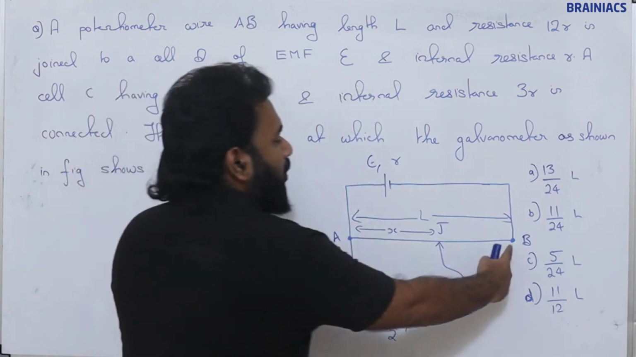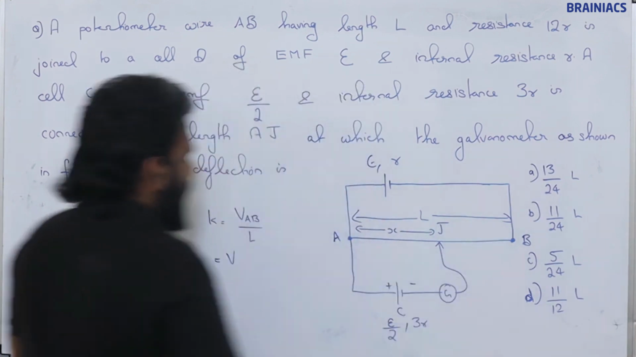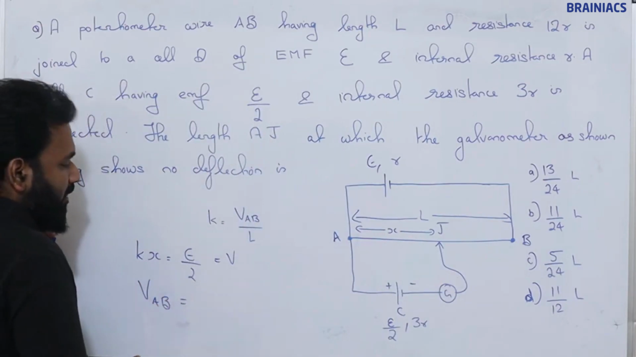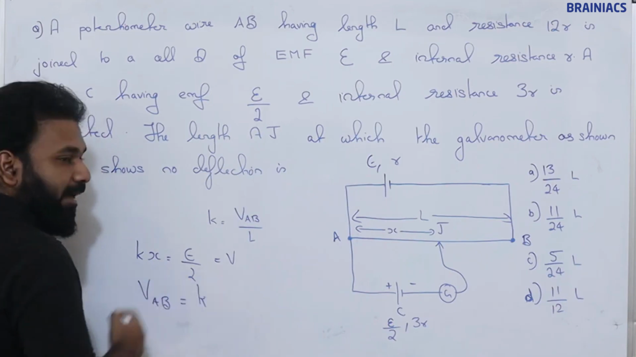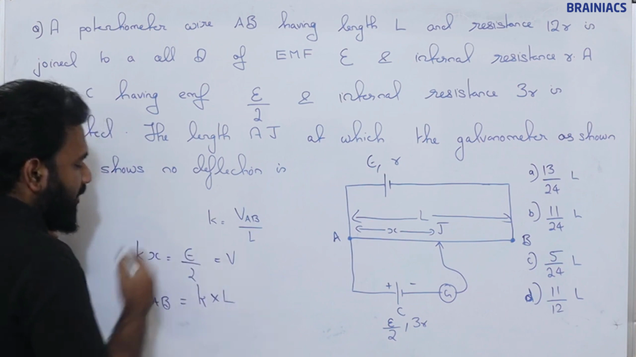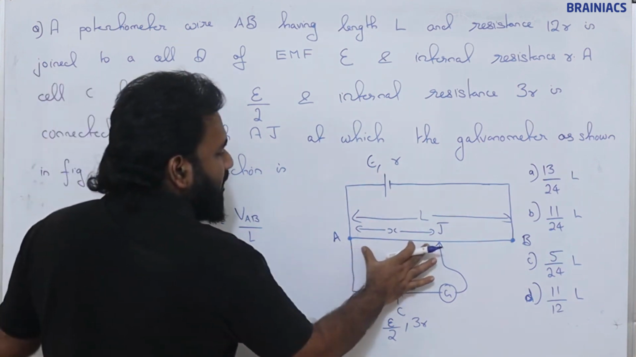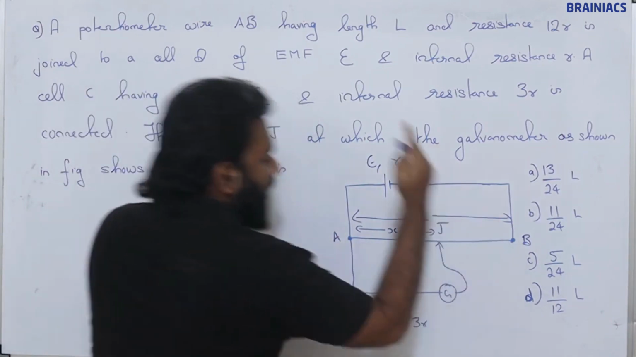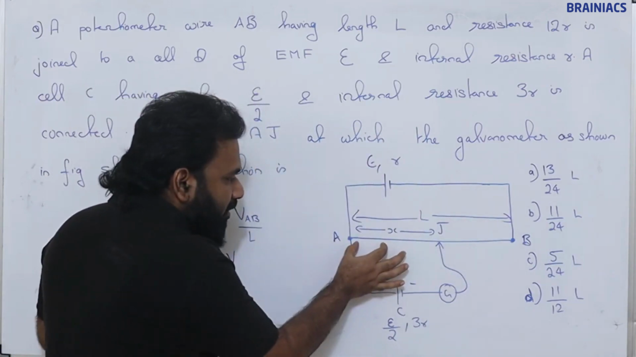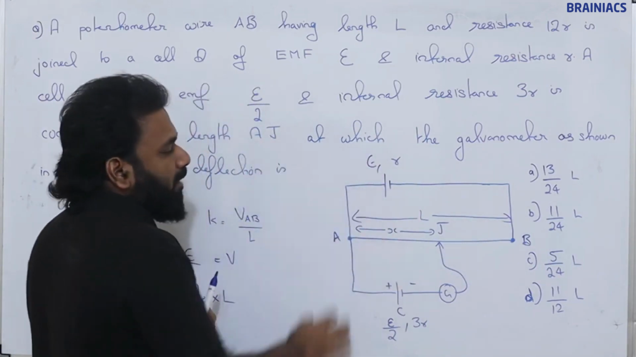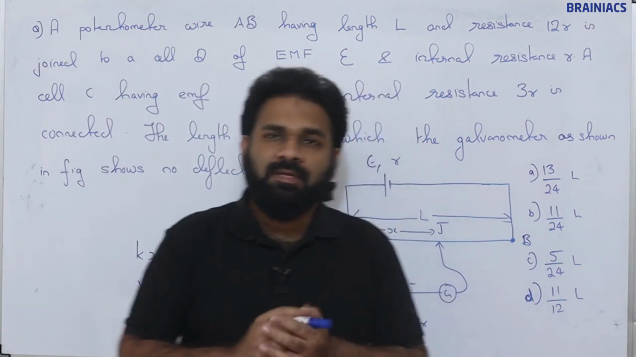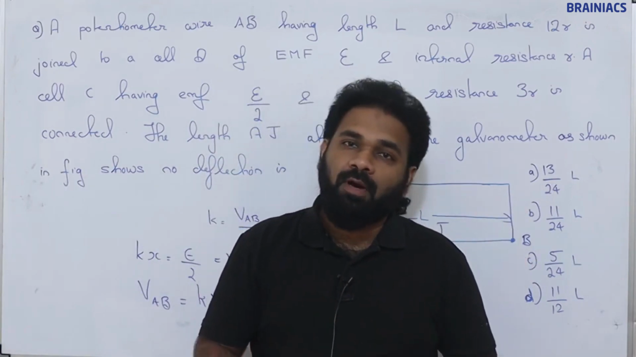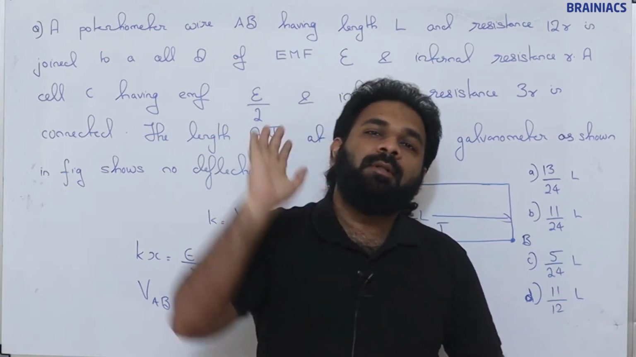How much will be the total voltage across this? What will be VAB? VAB is going to be potential gradient into the full length. This voltage is potential gradient into this length. This voltage is potential gradient into this length. This potential is nothing but potential gradient into that length. So whatever the distance, at any point we can find the potential, potential difference or voltage by doing potential gradient into that length.